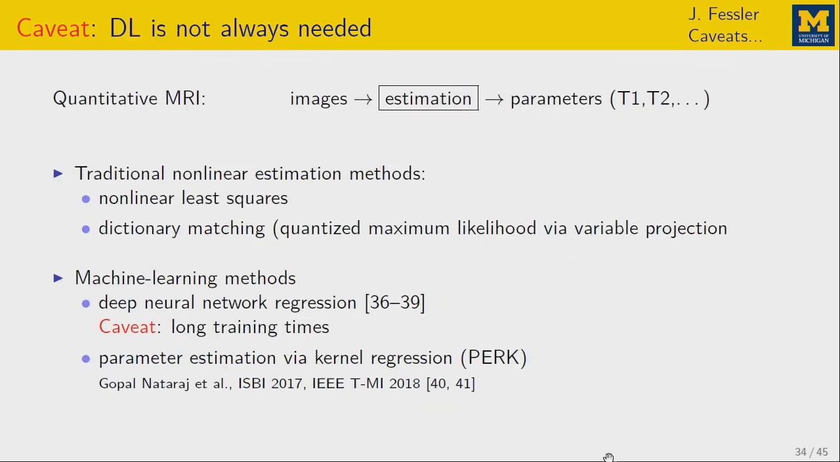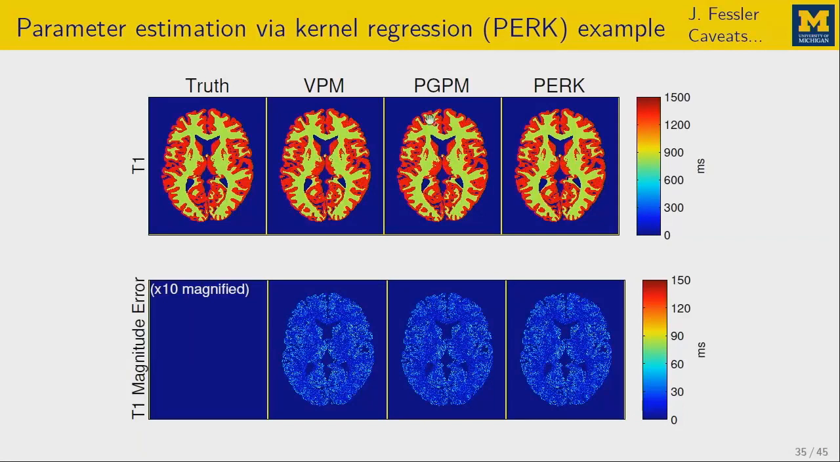All right. Also, deep learning is not necessarily needed for every MRI application. If you're doing quantitative MRI and you want to take your reconstructed images and turn those into quantitative parameters like T1 and T2, traditionally, we have done this with nonlinear least squares estimation, or for higher dimensional problems using dictionary matching, which is equivalent to a version of maximum likelihood. More recently, machine learning methods have been applied to this quantification problem. You can use deep neural networks for this, certainly, and there's a number of papers on that. The caveat here is you need relatively long training times, or you can use a classical machine learning method, such as kernel regression, which trains much faster and I would argue is more interpretable than a deep neural network. And I'll just show you one colorful picture illustrating that you can get nice quantitative maps with less computation than you would need for dictionary matching or nonlinear least squares using a traditional kernel regression machine learning approach.